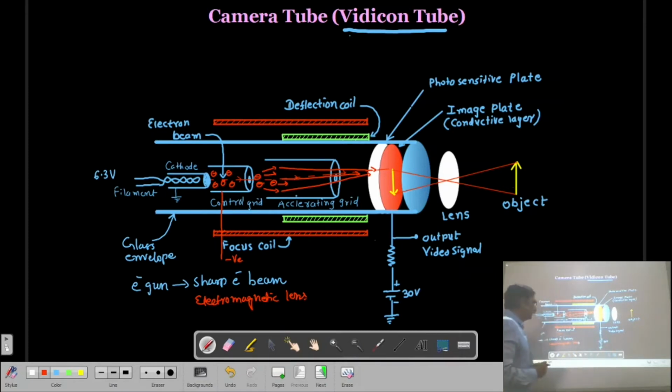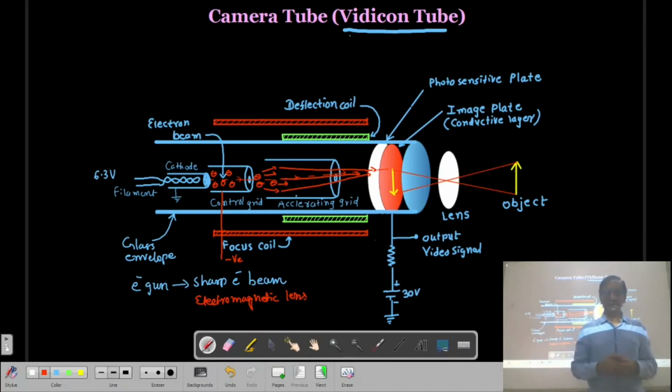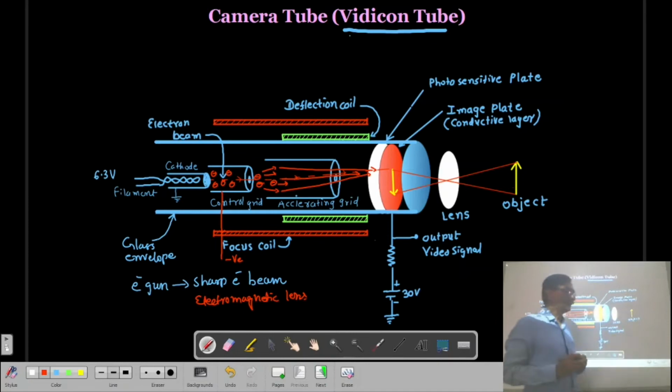Okay. Then here we have an accelerating anode. Now the name itself suggests that due to this accelerating anode, the electron is going to be accelerated. Why does the electron have to be accelerated? When these electrons come out from the control plate, the energy of the electron is very low. And the electron cannot reach up to the image plate or the photosensitive plate. So we have to accelerate the electron.